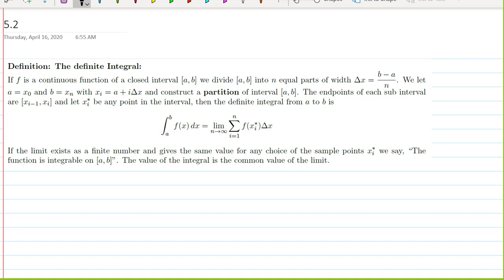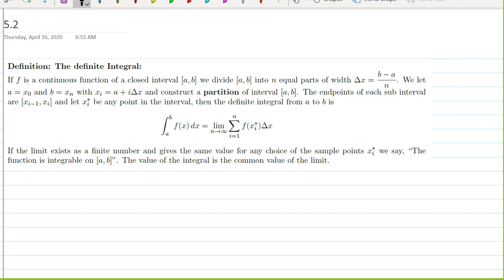So if f is a continuous function on a closed interval [a, b], we divide the interval [a, b] into n equal parts with width delta x, which has the formula (b minus a) over n. We let a equal x naught and b equal x sub n, with x sub i equal to a plus i delta x. So this is all that same stuff we did last time with the Riemann sum, and we construct our partition of the interval [a, b].